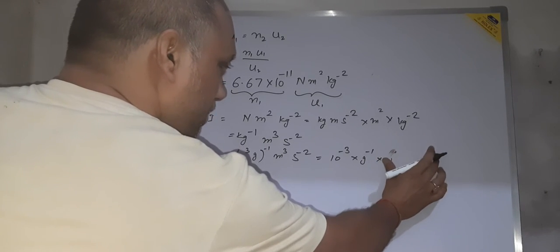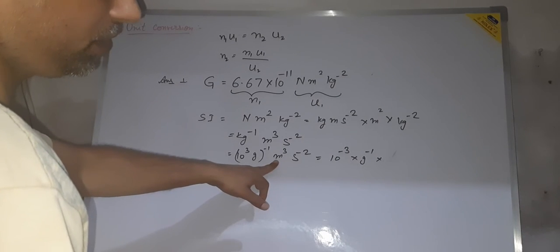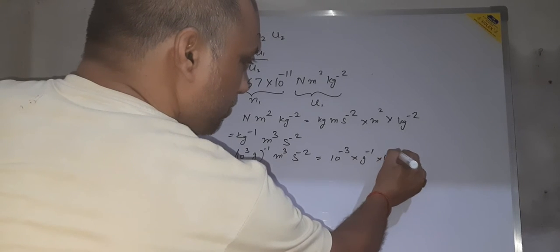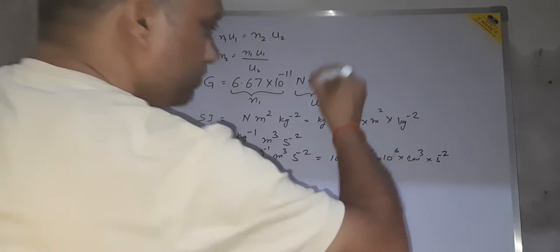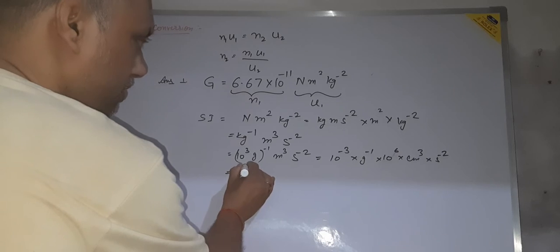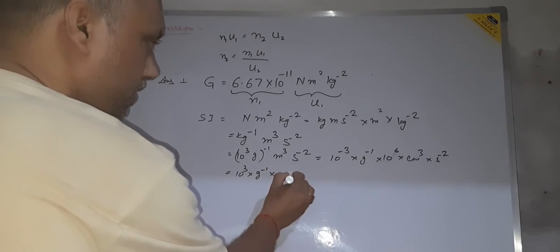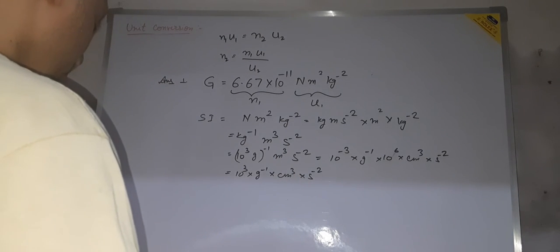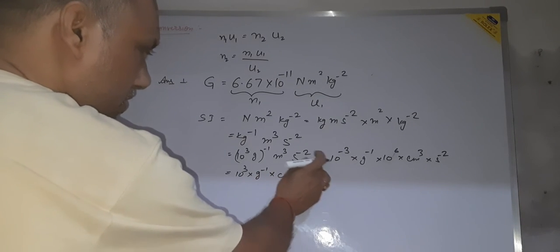Now I am converting this meter also into centimeter. 1 meter means 100 centimeter, means 10 to the power 2. So it is a meter cube, which means it is 10 to the power 6 into centimeter cube into second minus 2. 10 to the power minus 3 into 10 to the power 6. So now it becomes 10 to the power 3 into gram minus 1 into centimeter cube into second minus 2. Now I am converting this into the CGS unit. So this one is the CGS unit.